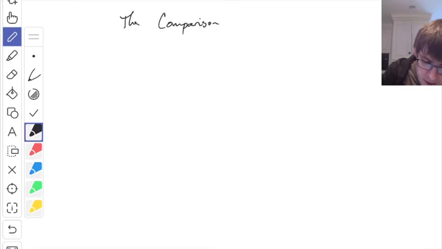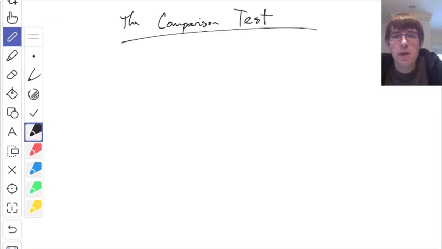The comparison test is another way that you can show that a series converges or diverges. And actually, some people tried to use this on the homework that was due on Wednesday. You weren't supposed to. You were supposed to be using the integral test in that section, although it didn't specifically say. So I suppose it was legal to use the comparison test. But a lot of people did it wrong, unfortunately. Anyway, the comparison test is a way to show that a series converges or diverges.